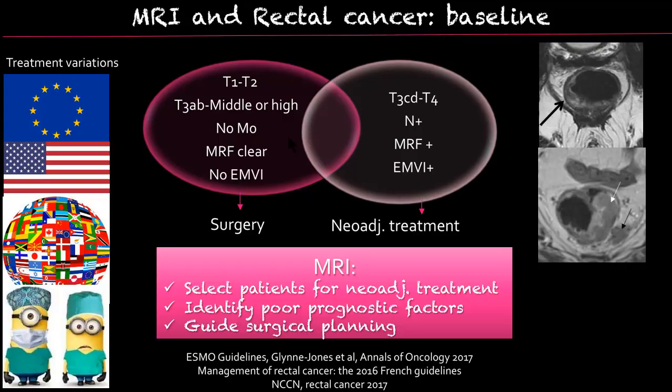So let's talk about the MRI in rectal cancer at baseline. MRI at baseline will help select patients for neoadjuvant treatment and identify poor prognosis parameters. There are wide variations between continents, between countries, and even between surgeons about which treatment approach is the best.